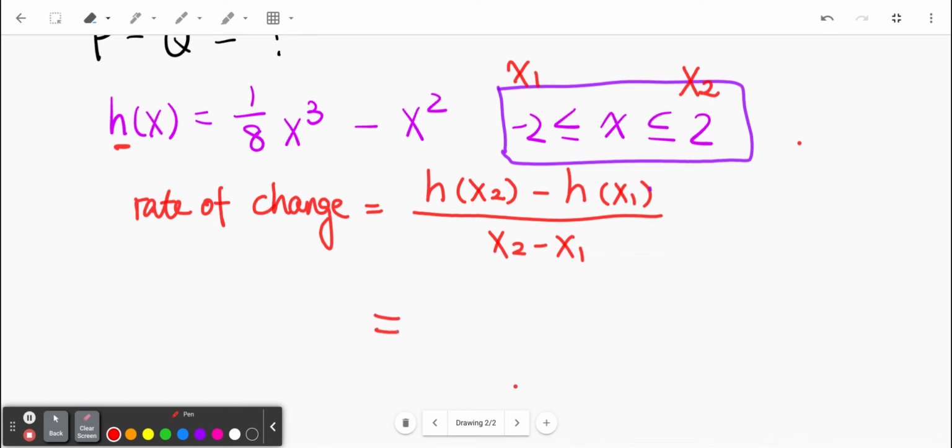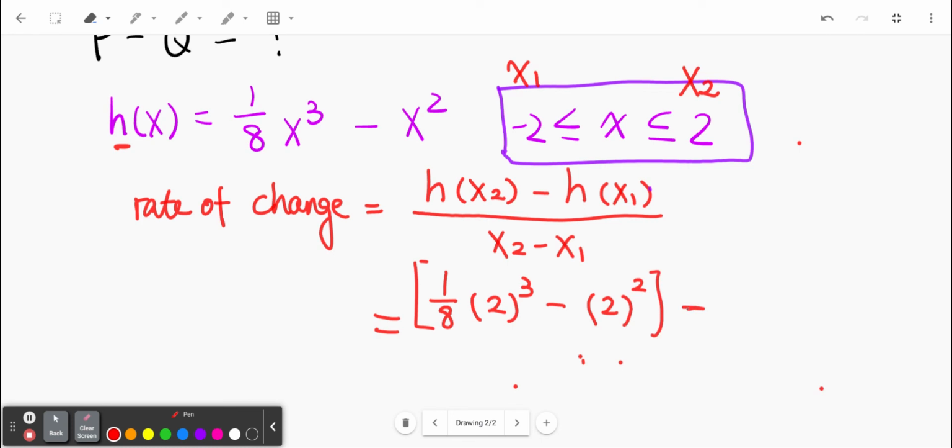So first one, you plug in what? The 2, right? Our function is 1/8 x cubed minus x squared. Replace the x with the x2, which is 2 cubed, minus x squared, replace the x with our actual x2, again squared. You see that? I'm not changing the function. I'm just replacing the x with our actual number, which is 2. So this is our first function.